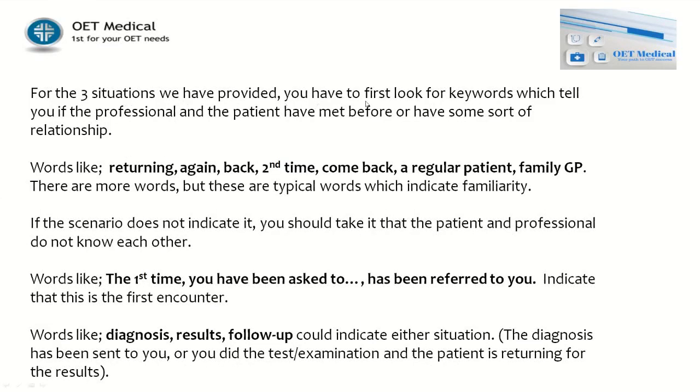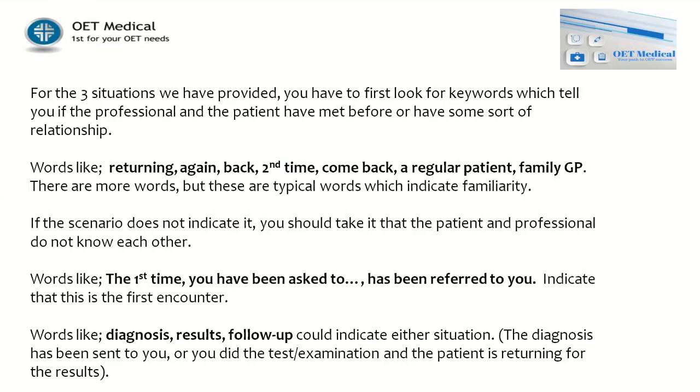for the 3 situations, we have to look at keywords which could tell us what the nature of the relationship is. So, words like returning, again, back, second time, come back, a regular patient, or family GP. There are more words than this. These are just some examples. These could indicate familiarity. When I say familiarity, what I mean is that they've met each other before. We don't know the level of that familiarity, but it means they're not strangers.